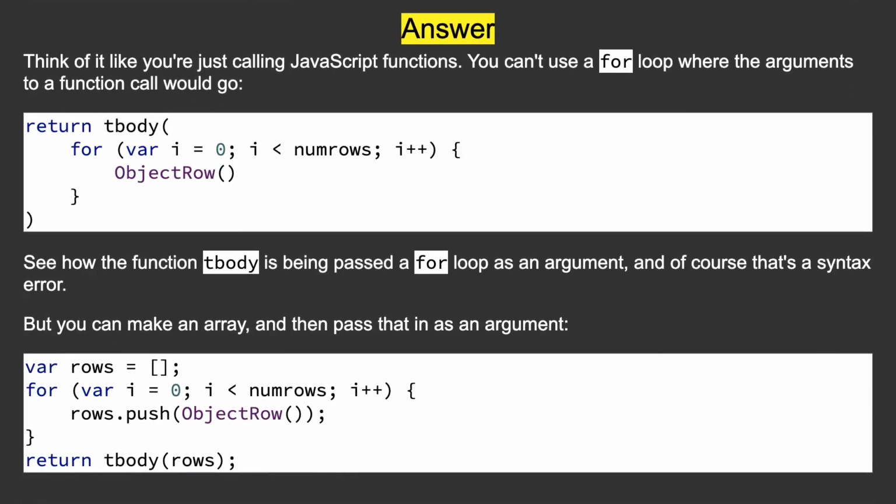Think of it like you're just calling JavaScript functions. You can't use a for loop where the arguments to a function call would go. See how the function t-body is being passed a for loop as an argument, and of course that's a syntax error, but you can make an array, and then pass that in as an argument.